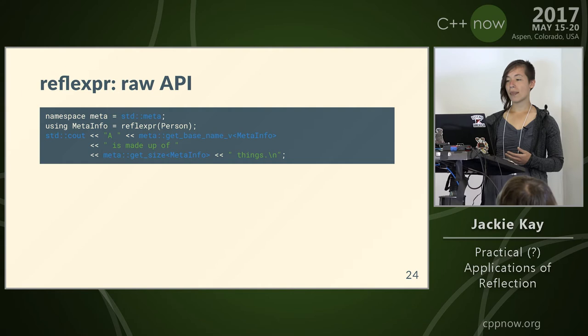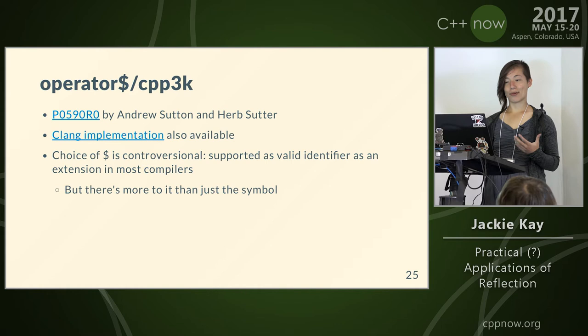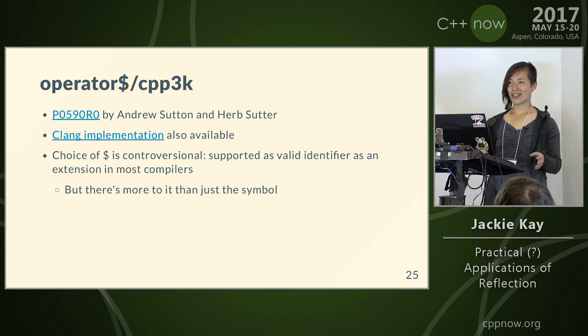So the other reflection implementation I'll sometimes call operator dollar sign or CPP3K, because that's the name of the utility header for this API. It was released after the original reflexpr paper by Andrew Sutton and Herb Sutter. They also have a reference implementation in Clang. The dollar sign is a little bit controversial because compilers disagree about whether or not that's a valid identifier.